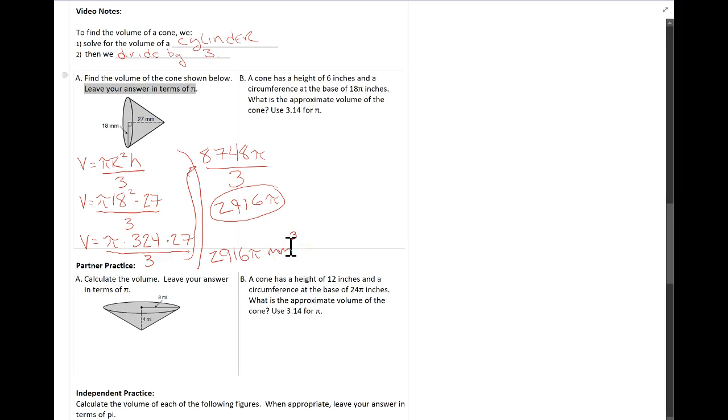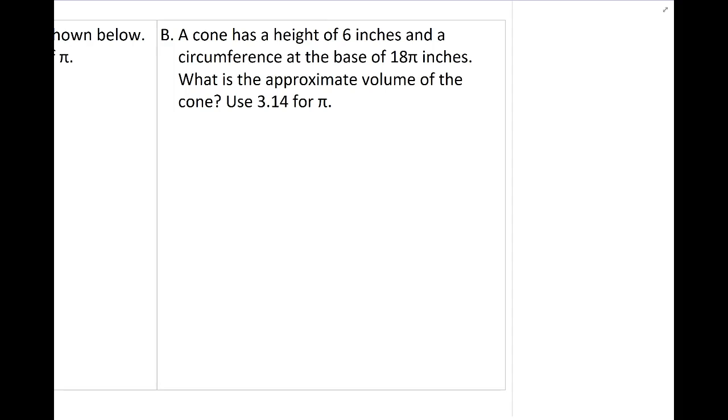So that's great. Take a moment. Make sure you understand this. We're going to take a brief pause, and then we are going to go and do part B of this. Now we're on part B.